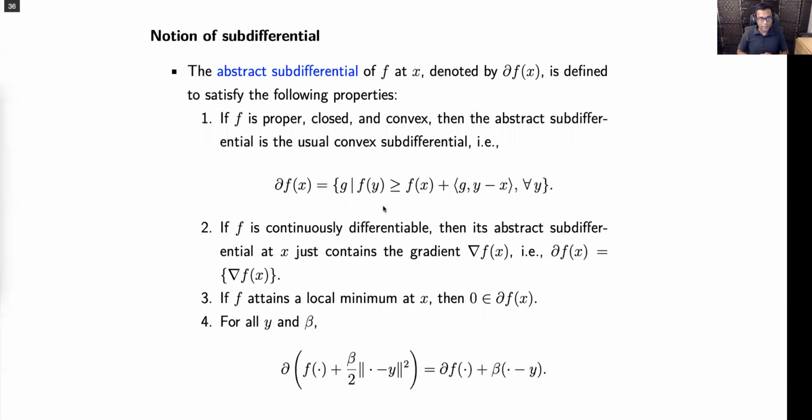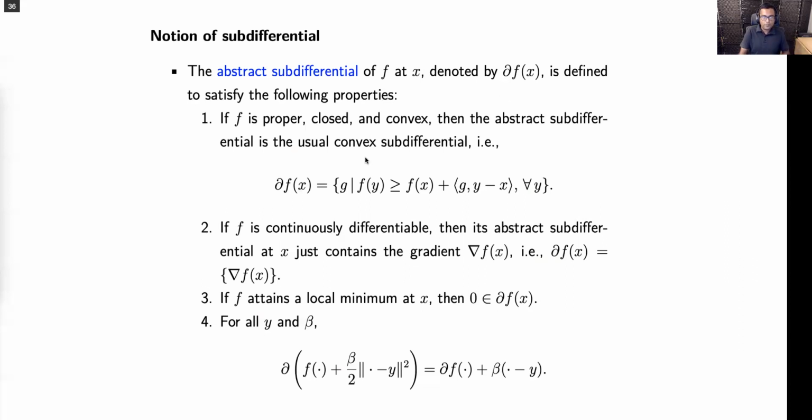Now, another thing is that I am saying that the first order method only uses subgradients and gradients. So I need to make the notion of subdifferential precise too. What is a subgradient and what is a subdifferential? This will be the notion that we are going to use in our paper and in this presentation. The abstract subdifferential of f, the function that we are trying to minimize, at x, denoted by partial f(x), is defined to satisfy the following properties, and any element of this set would be an abstract subgradient.